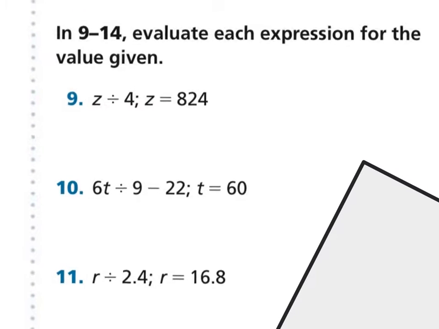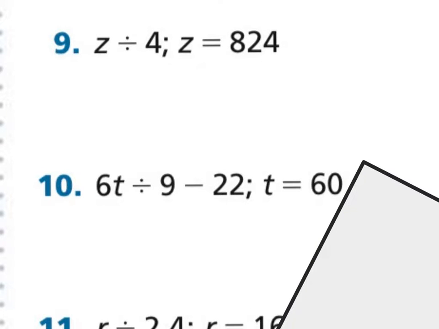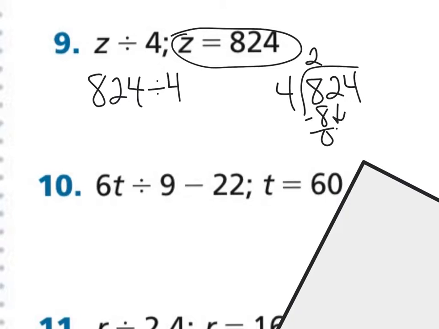The next part, it says evaluate for the given value. So what we're doing here, these have a little semicolon, and that's then telling us after the semicolon what value to substitute. So when we substitute here on number 9, that's 824 divided by 4. So we would then divide that out. 4 goes into 8 2 times. 4 goes into 2 0 times. 4 goes into 24 6 times. So this should be equal to 206.